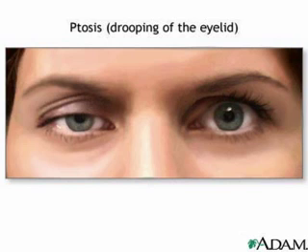Drooping of the eyelid is called ptosis. Ptosis may result from damage to the nerve that controls the muscle of the eyelid, problems with the muscle strength as in myasthenia gravis, or from swelling of the lid.